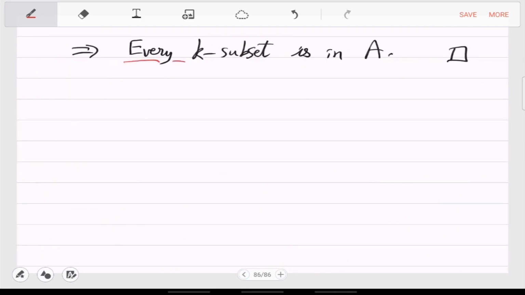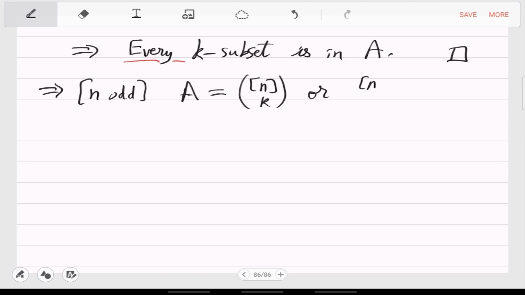So this now means that when n is odd, in that case this longest anti-chain A is either all the K subsets or it is all the K plus 1 subsets.